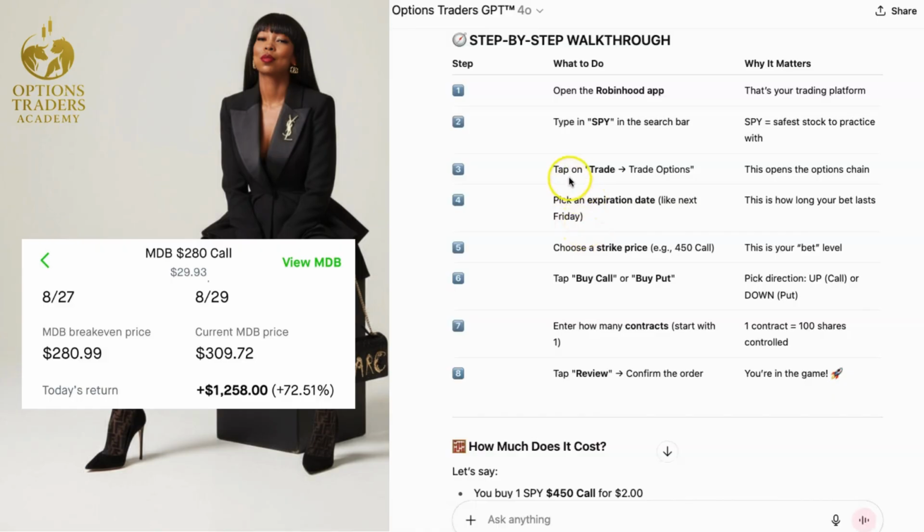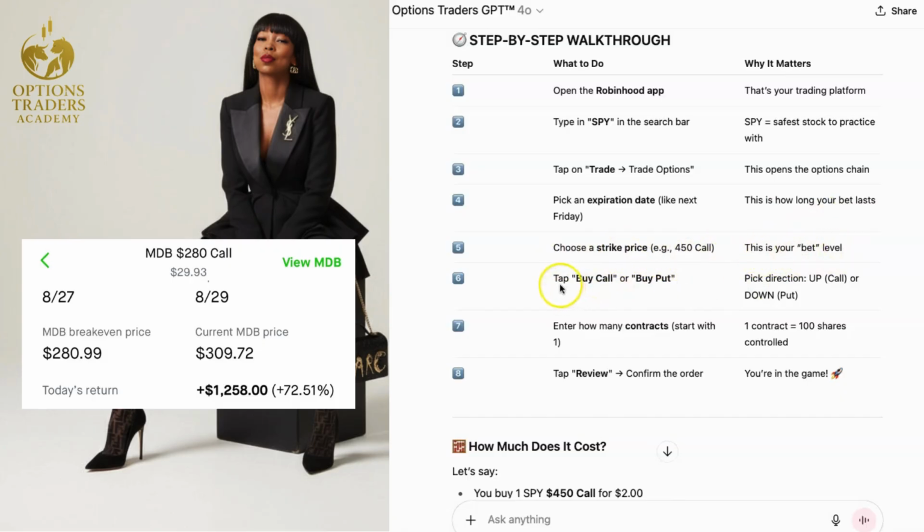Okay. All right, so once you tap on trade options, this opens up the options chain. You want to pick an expiration date like next Friday. Give yourself time, give yourself grace. This is how long your bet lasts or contract lasts. All right, you want to choose a stock price that makes sense. This is your bet level.